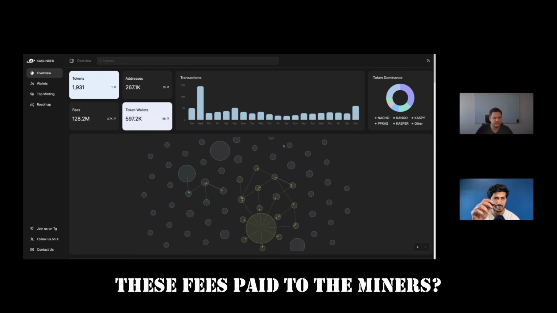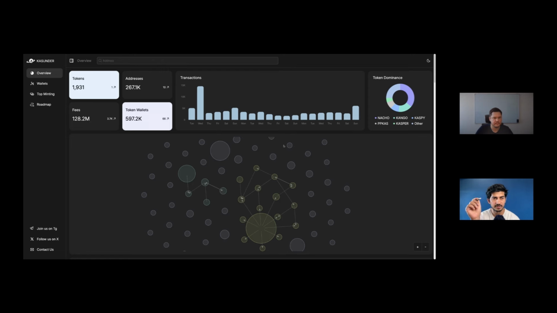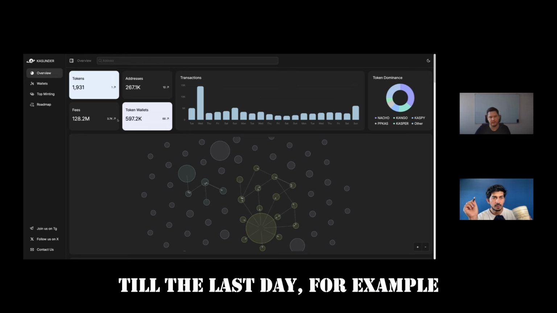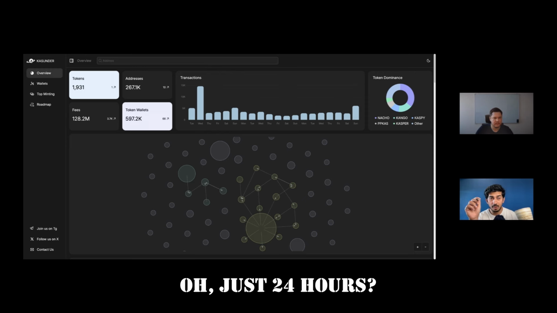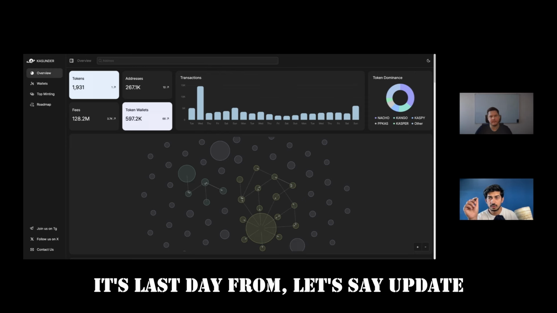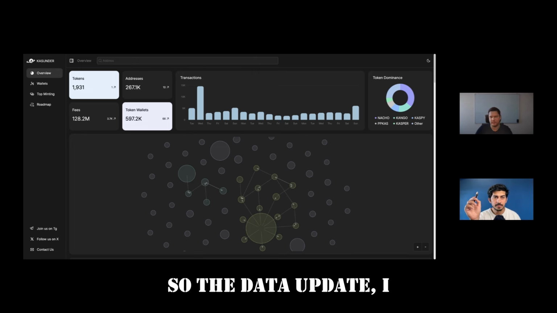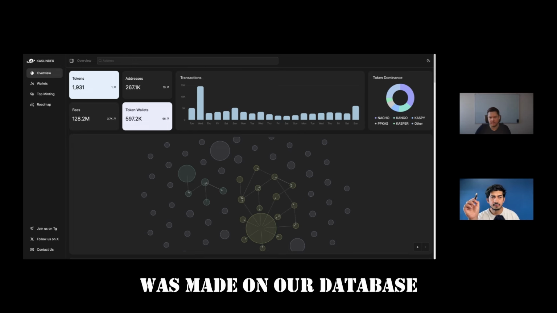What is the duration of these fees paid to the miners? So that means how much it increased till the last day, for example. Oh, just 24 hours? It's the last day from, let's say, the update. So the data update, I don't remember where exactly it was made on our database.